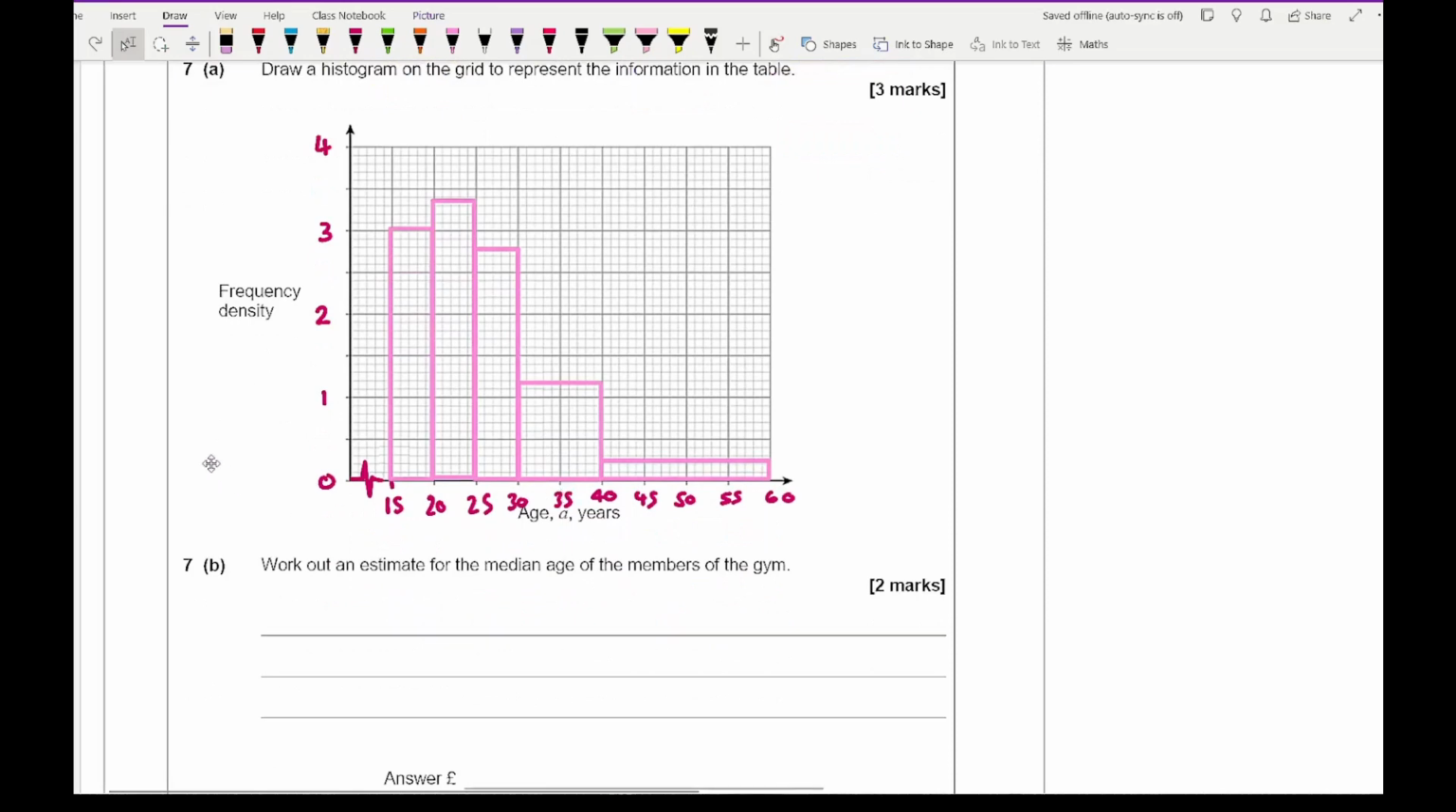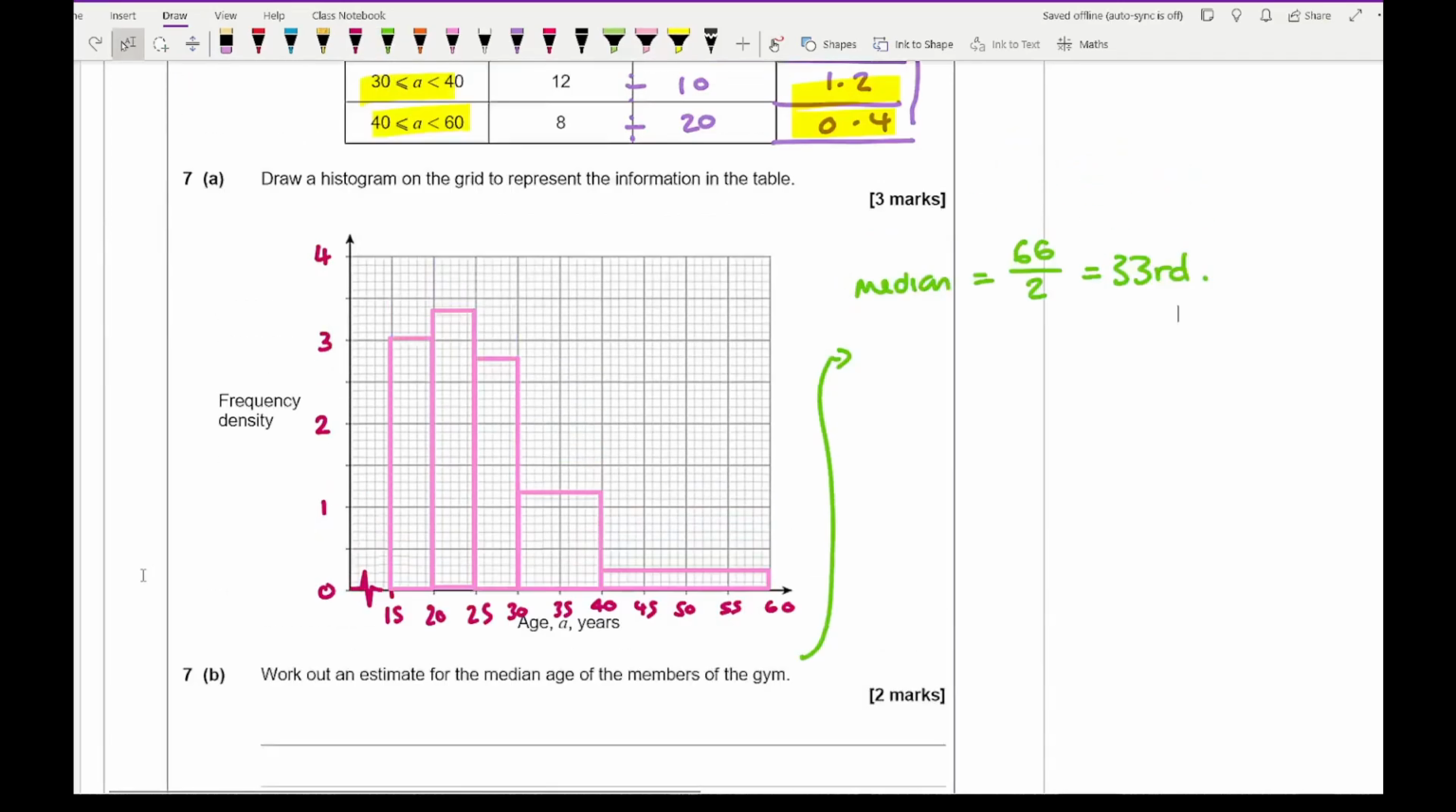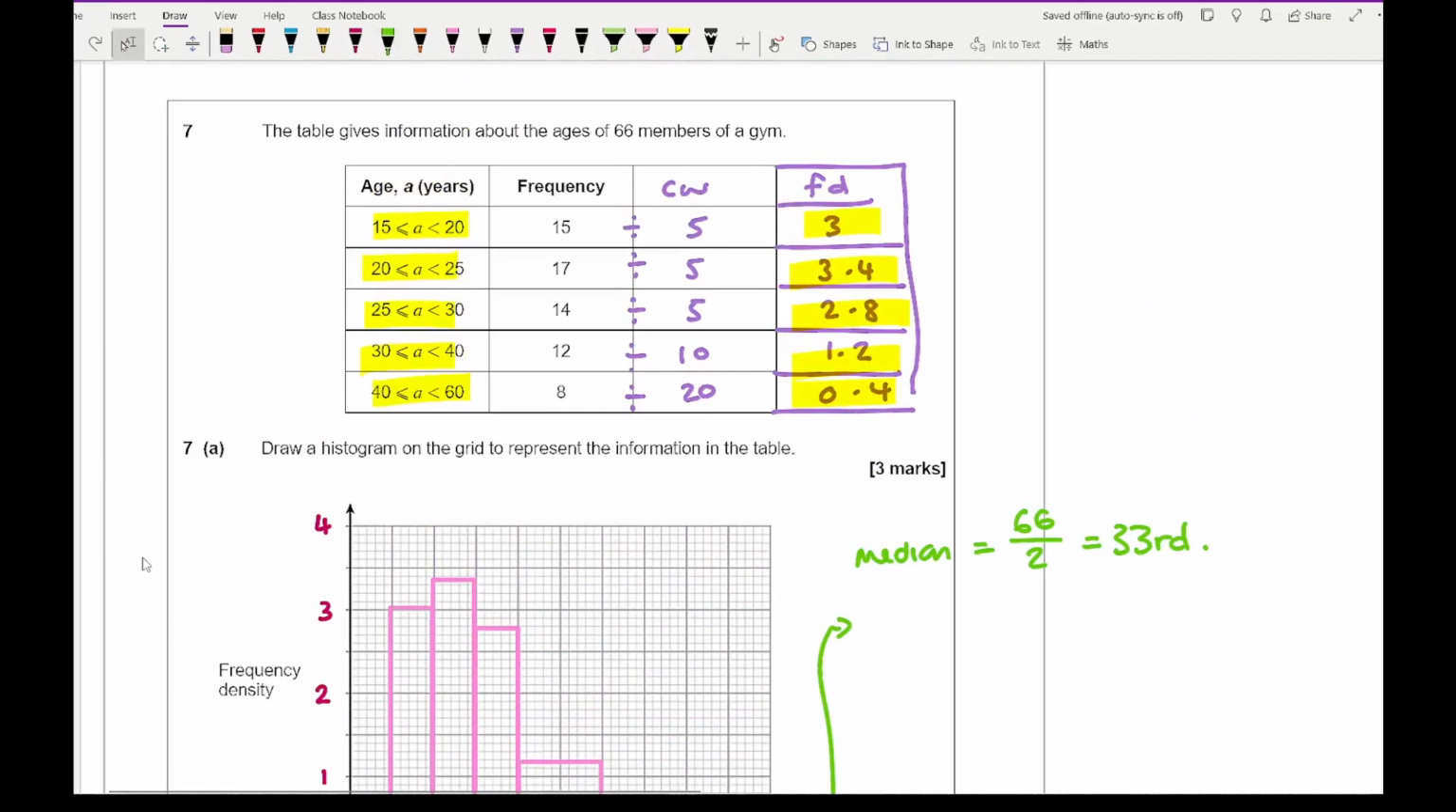Then for question 7b, it says work out the estimate for the median age of the members of the gym. So for this, the median, I'll do it over here. The median position: there were a total of 66 people, so it's 66 divided by 2. So I'm looking for the 33rd person. If I go back to the grid, I can see that the 33rd person is going to be just one person into this block. So it's going to be the first person in this group.